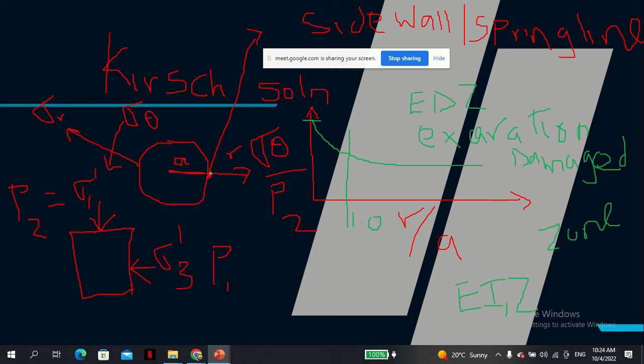So at the spring line, this is the solution. Now this is at the top, we call this the crown. And here, this is called the invert at the bottom. So the solution at the crown or at the invert are a little different.